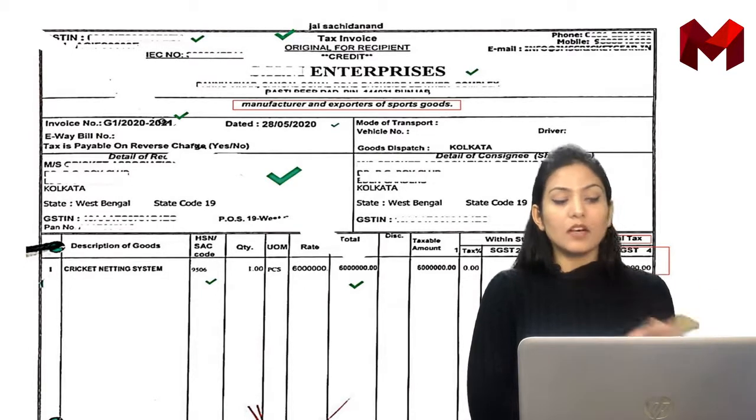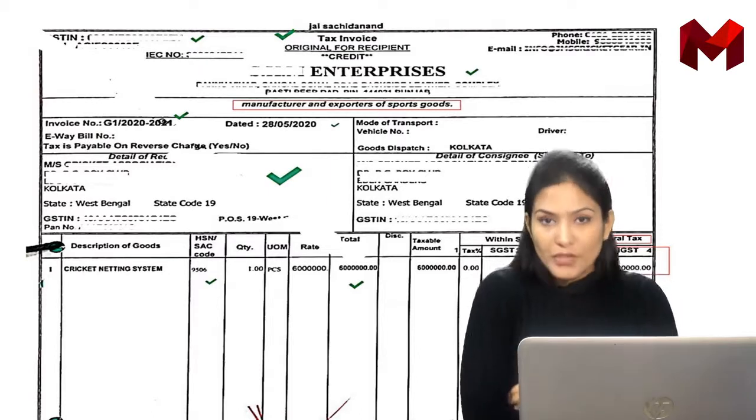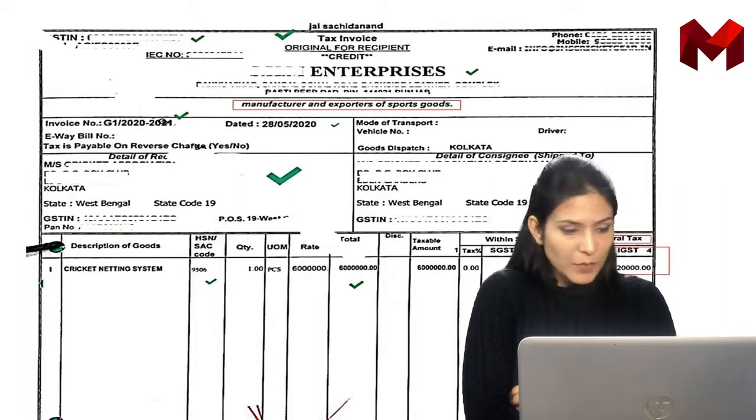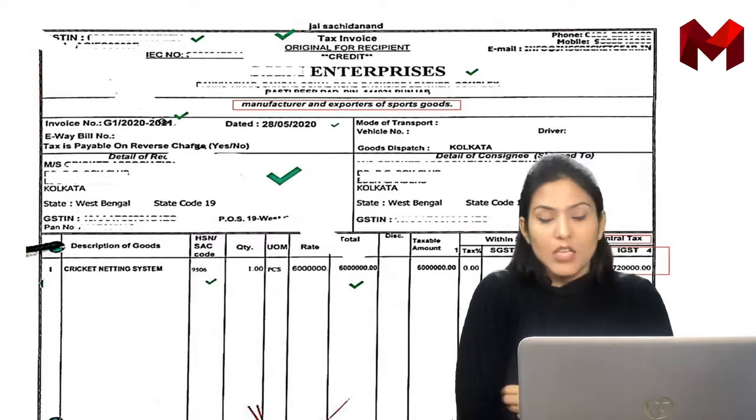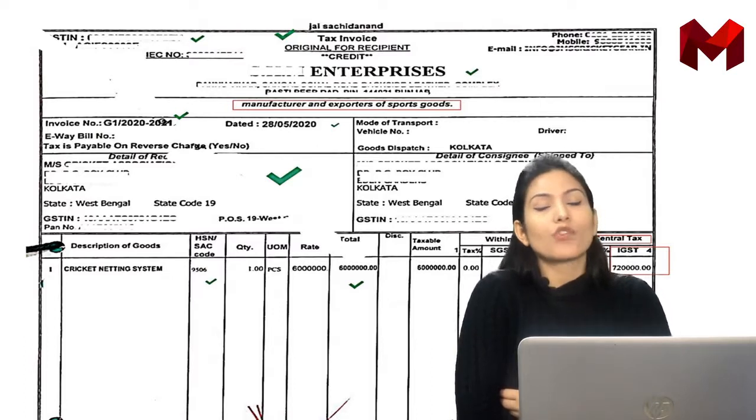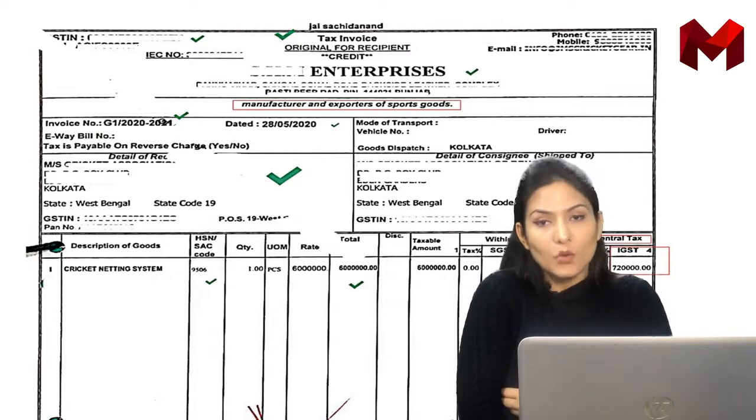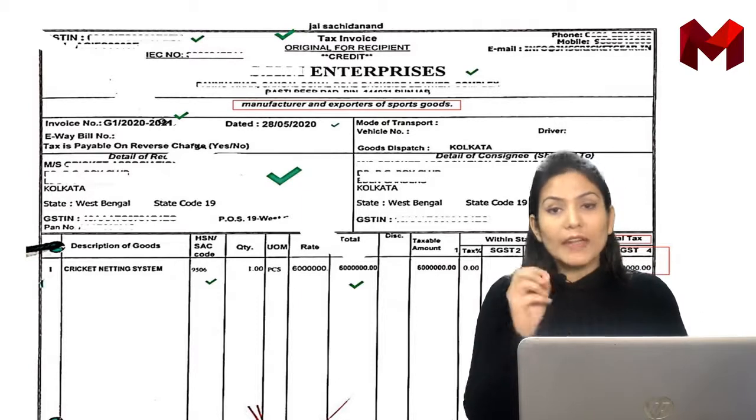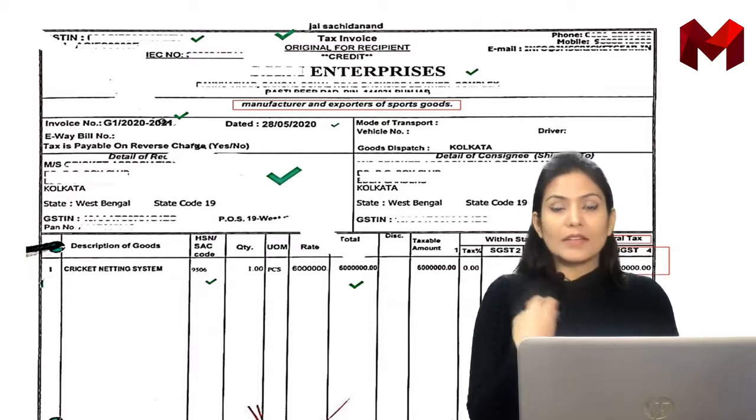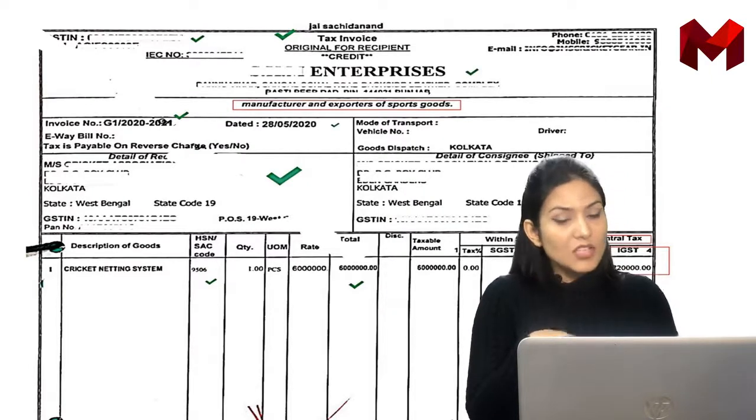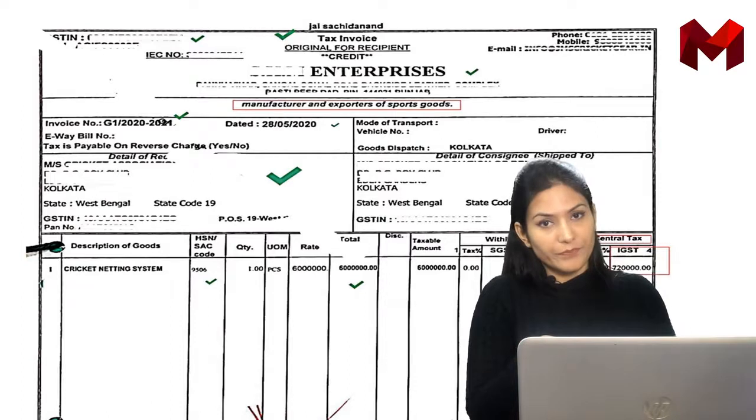The customer's details are also mentioned. Dash dash dash person from Kolkata, West Bengal. The state code is 19. So I am from Punjab. My state code is 03, and the customer is from West Bengal. The state code is 19. So that means on this bill I will be charging IGST. Whatever the rate is, whether it's 12%, 18%, or 5%, I'm going to charge IGST. Why IGST? Because this is an interstate transaction.